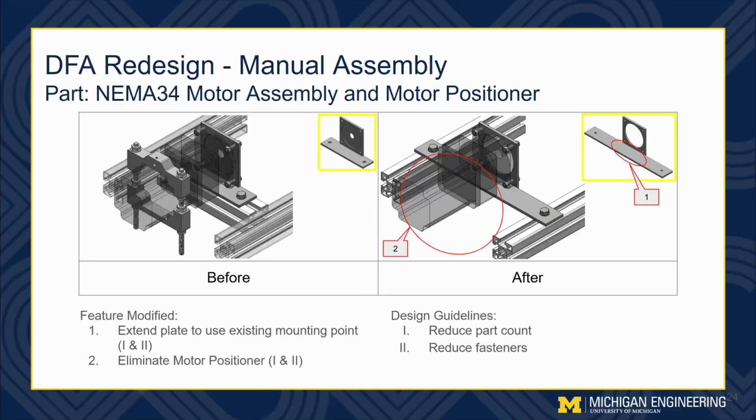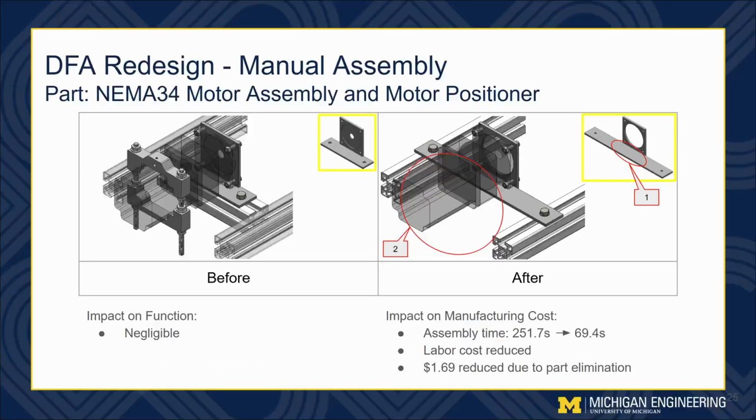In design for manual assembly, we extend the plate in the motor mount to use the existing mounting point to reduce the part count and also reduce fasteners. And we also eliminate the motor precisioners, as mentioned before, which also reduces the part count and fasteners. There will be negligible impact on the function. And for manufacturing cost, the assembly time is reduced from 251.7 to 69.4, and labor cost will be reduced correspondingly, and $1.69 is reduced due to part elimination.